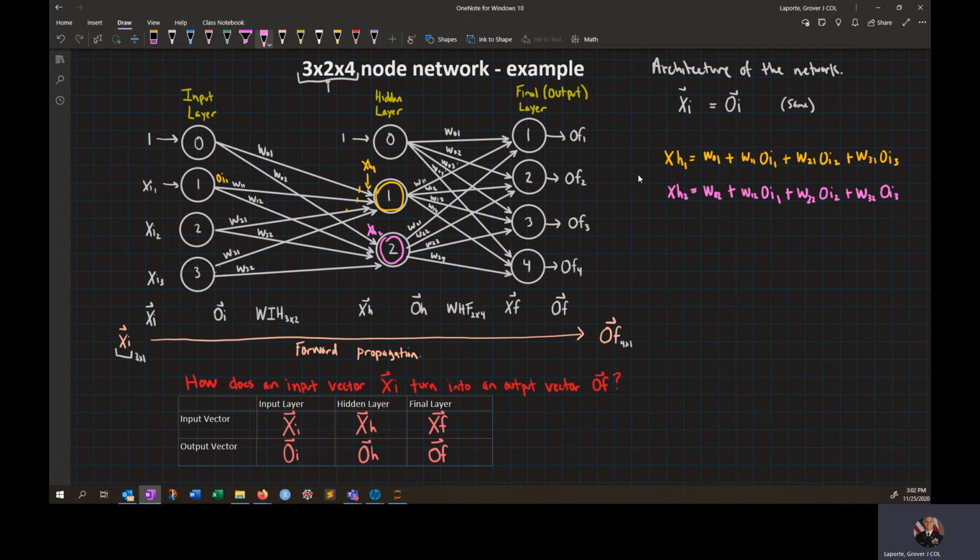Okay, so wouldn't it be neat if there was an easier way to do these calculations? Certainly we could program the computer to knock this out, but fortunately for us, there's an easier way to do this. I'll call this XH1 and XH2.